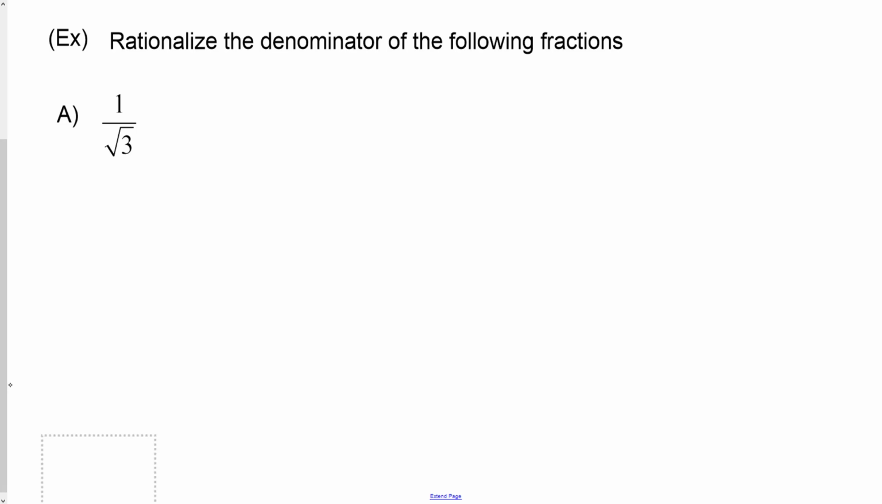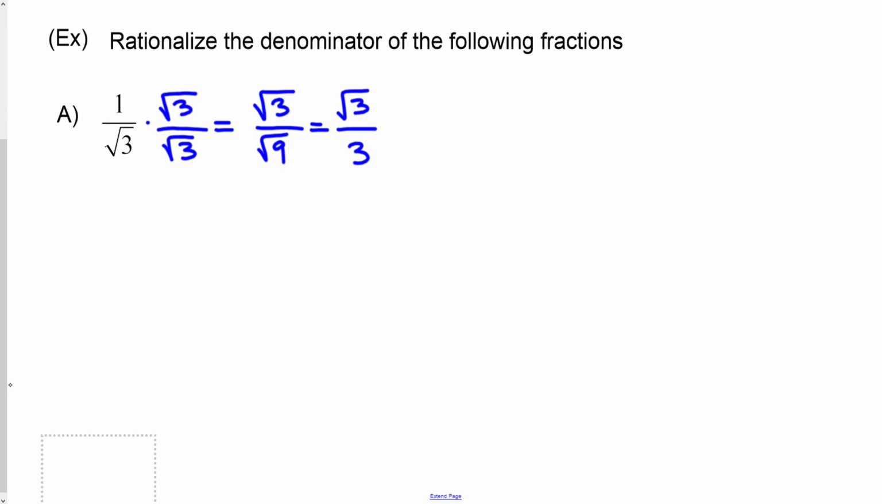To simplify it, we multiply by a fraction that equals 1. So I'm multiplying by the square root of 3 divided by the square root of 3, and the value of that fraction is 1, because any number divided by itself is just 1. But when I multiply this through, 1 times the square root of 3 is the square root of 3. The square root of 3 times the square root of 3 is the square root of 9, and the square root of 9 is 3.